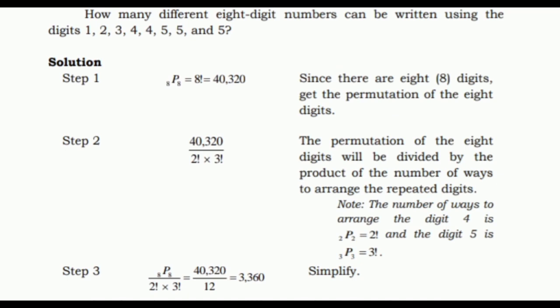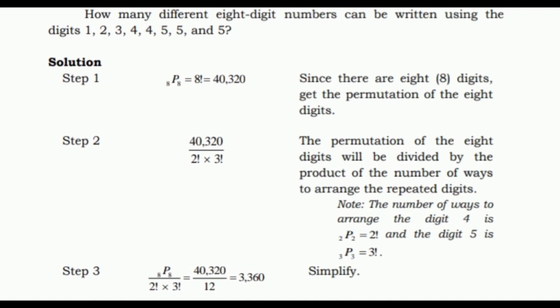For the 4th example, how many different 8-digit numbers can be written using the digits 1, 2, 3, 4, 4, 5, 5, and 5? First, let's identify the total number of digits. In this case, you have 8 digits. Then, identify the repeated digits. There are 2 4s and 3 5s.